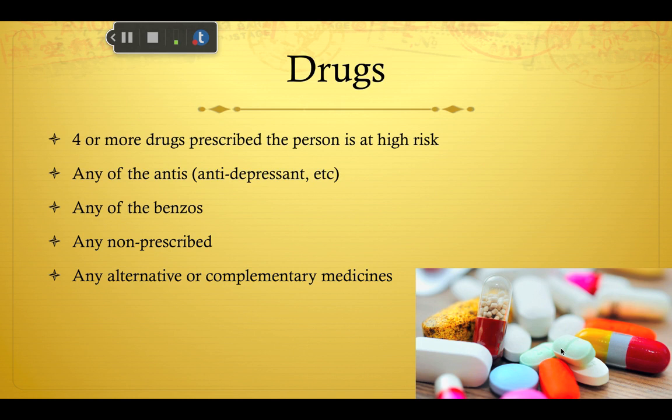Drugs are really important as well. You're going to see that we have a couple of different lectures that focus on medication and drugs, and we're also going to do an assignment that focuses on medications. So if a person takes 4 or more drugs, they're at high risk for drug interactions and adverse side effects. If they take any of the antidepressant, anti-anxiety, etc., any of the benzos, anything that's not prescribed, and then any alternative or complementary therapies.